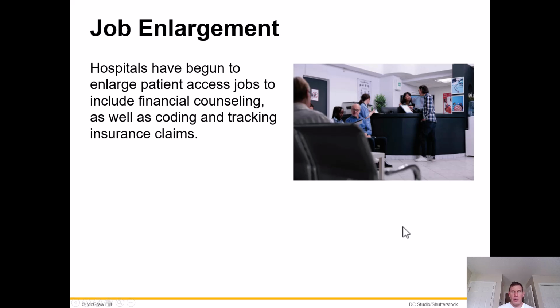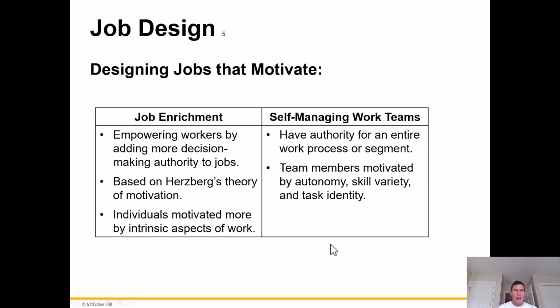Now, sometimes a job will become prone to what's called job enlargement. A good example of this is that hospitals have begun to enlarge patient access jobs to include financial counseling as well as coding and tracking insurance claims. So here they've actually added stuff to the job. Now, hopefully they will have also increased the pay.